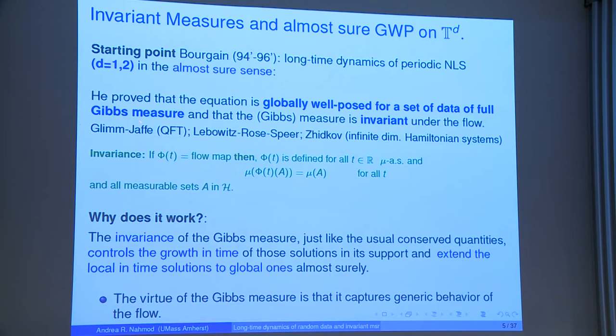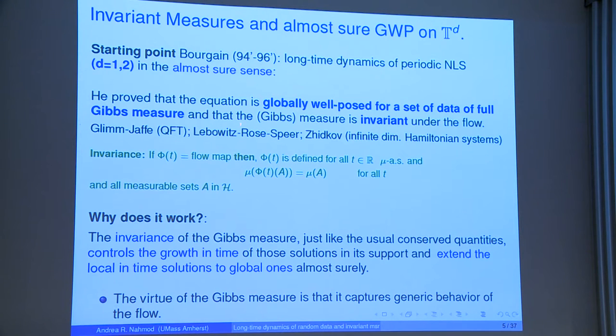So the Gibbs measures for NLS, for example for the cubic NLS in 1D, and in 2D and 3D defocusing, have been constructed by Glimm and Jaffe in the context of quantum field theory, like the Phi-4 model or the stochastic Allen-Cahn. And then in the context of Hamiltonian systems by Lebowitz, Rose, and Speer, who also treated the focusing case in one dimension. Okay, and if you don't know, invariance means that if you take a set of initial data and flow it, it preserves the measure.